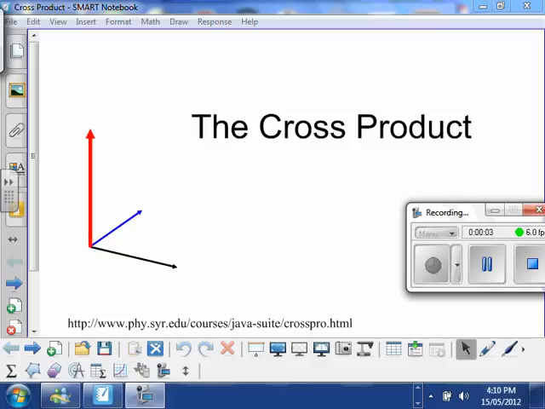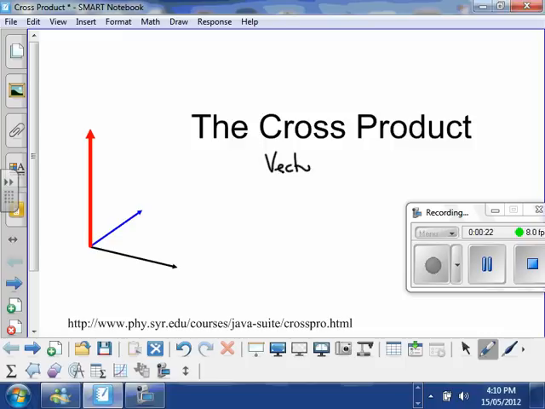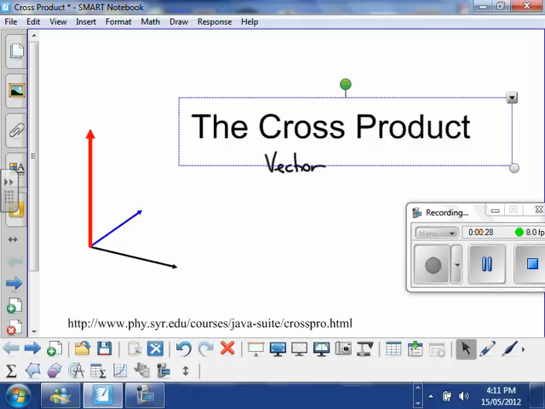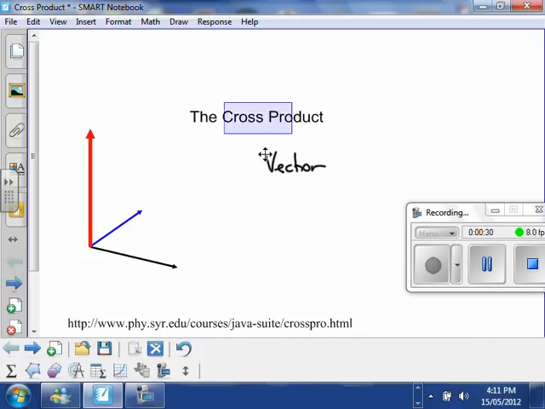Good afternoon, everyone. Today we will be talking about the cross product of two vectors. We talked about the scalar product of two vectors. Now we talk about the cross product of two vectors, also known as the vector product, as opposed to scalar, the one that we have studied already. Okay, so let's get started. Let's see what it means.